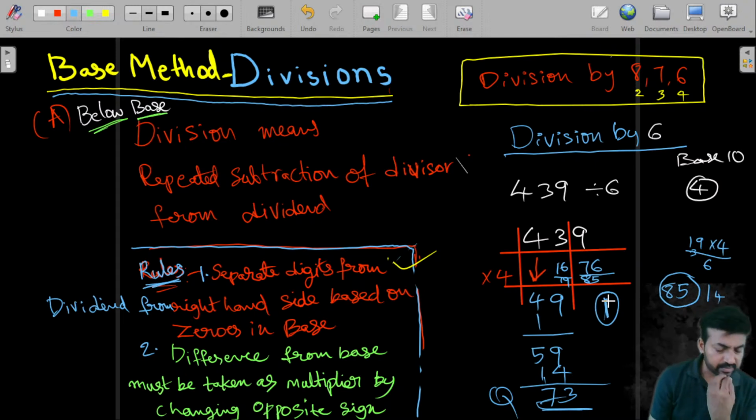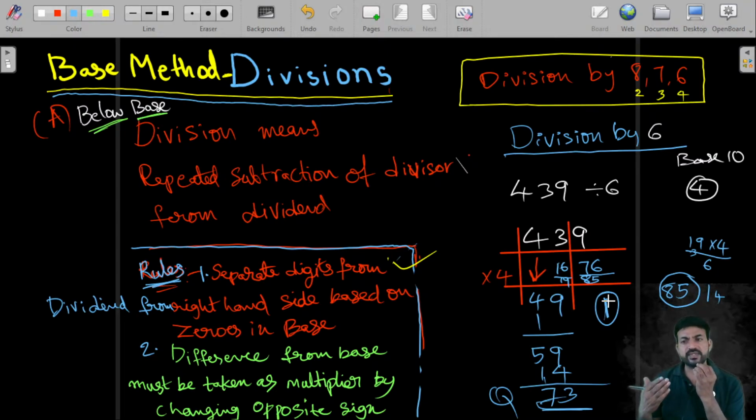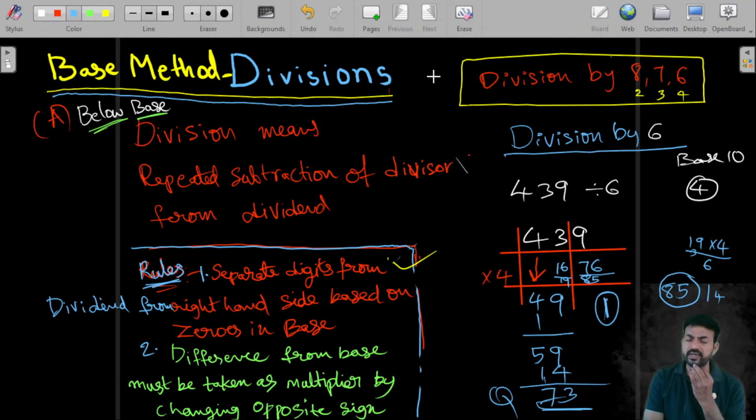Is that okay, everyone? So this is the way of doing division by 8, division by 7, division by 6. Okay, if you have any doubts, I can clarify tomorrow, and if you practice it, you will get it definitely, because these are very easy methods.